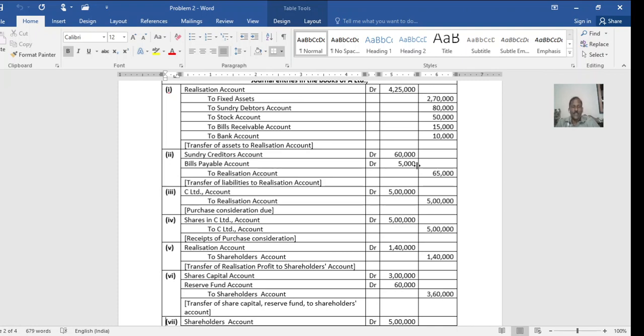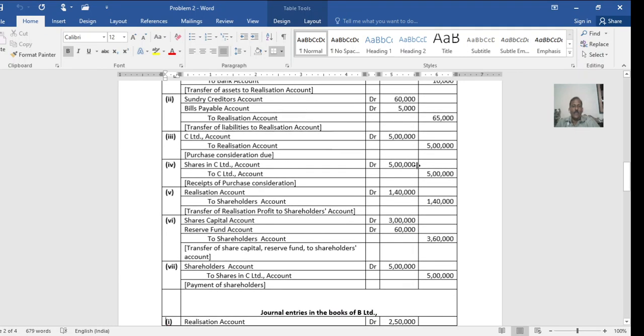Difference in the realization account, debit side of realization to give debit to realization, entry: realization account debit to shareholders account, transfer of realization profit to shareholders account. Then transfer all assets pertaining to shareholders to their account. Here share capital account and reserve fund account, nothing else, even no miscellaneous items. So total 3,60,000. Then final payment to shareholders.